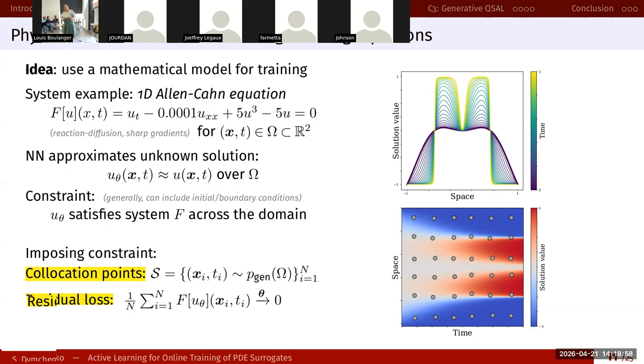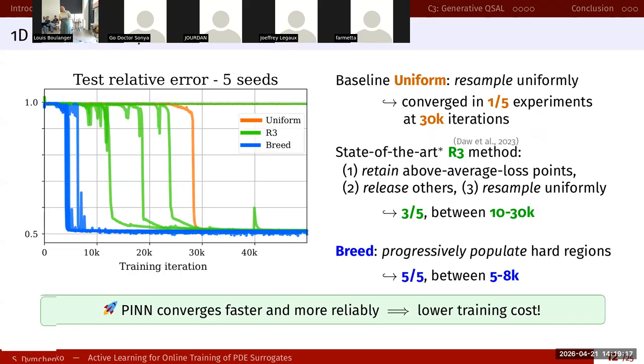As you can see, for this example, the placement of the collocation points is very important. It needs to be strategic. In this case, because of these sharp gradients, you need more points where the change is drastic so that you populate these areas with more points and the neural network is exposed to this area more.